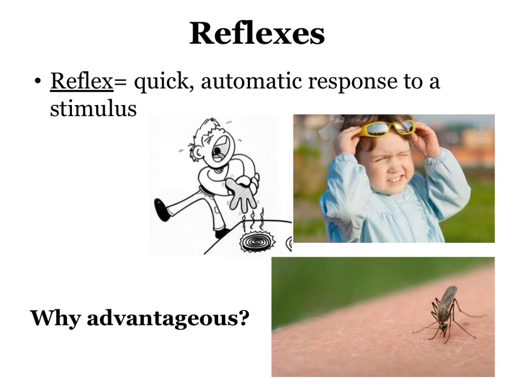Okay. So finally, the last thing I want to hit is reflexes. So reflexes are these quick automatic responses to a stimulus that you don't really have to think about. And you can think of them as advantageous because they happen really, really quickly. So you get an automatic response. For example, if you accidentally touched the burner on the stove, you would want a very quick response. Your reflex would be to pull your hand away as quickly as possible.